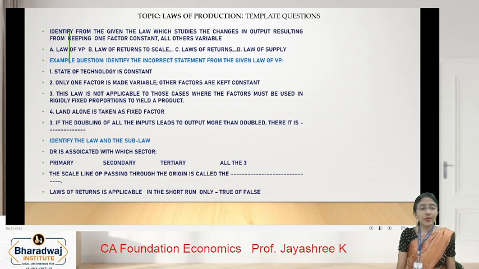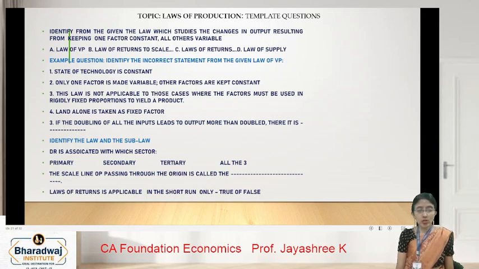Identify from the given options the law which studies changes in the output resulting from keeping one factor constant, all others variable. Options are given to you: law of variable proportion, law of returns to scale, laws of returns, law of supply. Okay. Another example question is: identify the incorrect statement from the given law of variable proportion.